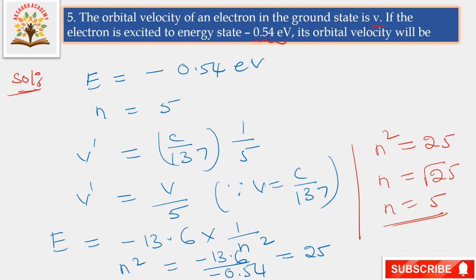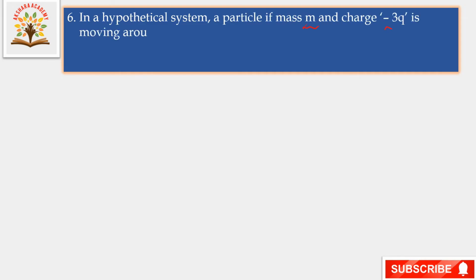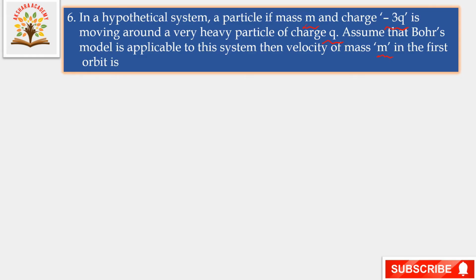Okay. Next, we will go to the next. In a hypothetical system, a particle of mass m and charge minus 3q is moving around a very heavy particle of charge q. Assume that Bohr's model is applicable to the system, then velocity of mass m in the first orbit is. Now let us go to the solution.